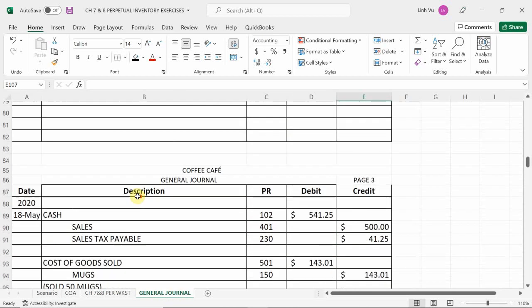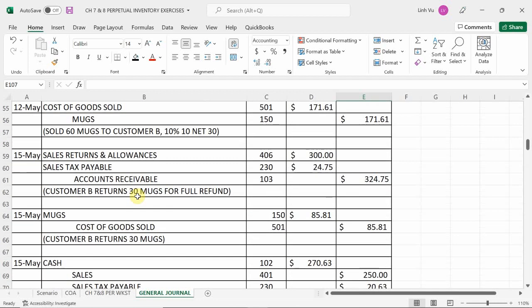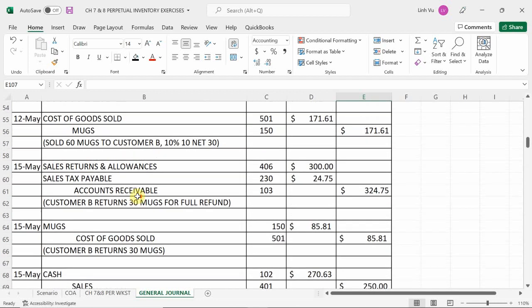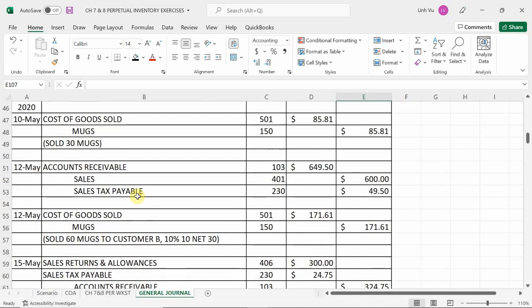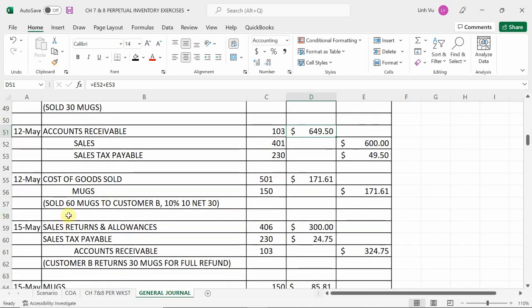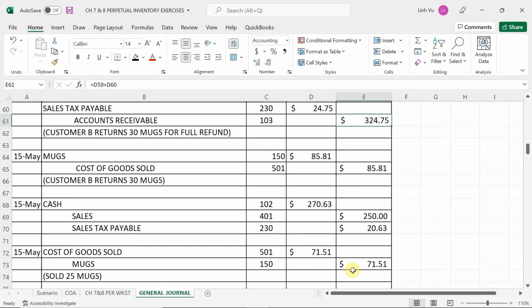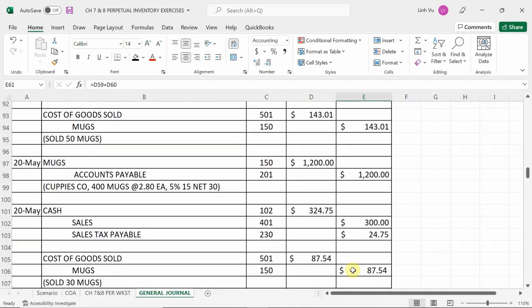So we're looking at selling to customer B on account on the 12th of May. In accounts receivable, we charged him a total of $649.50. However, we also gave him back, reducing the accounts receivable by $324.75. So let's calculate that total.